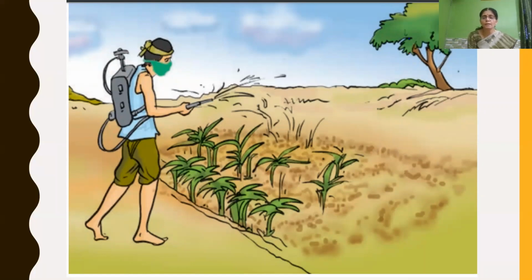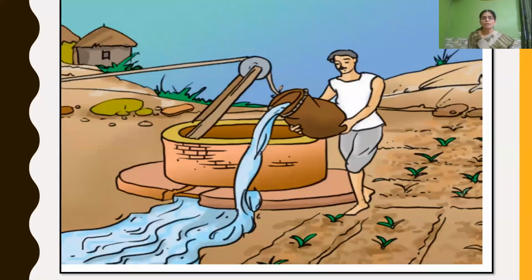So here it is spraying. What is that? Weedicide. He sprays weedicide. These weedicides are chemicals that do not harm the crops but kill only the weeds. Weeds are unwanted plants that grow along with the crops. So this is for spraying weedicides.